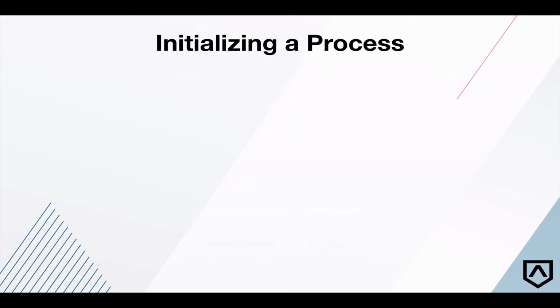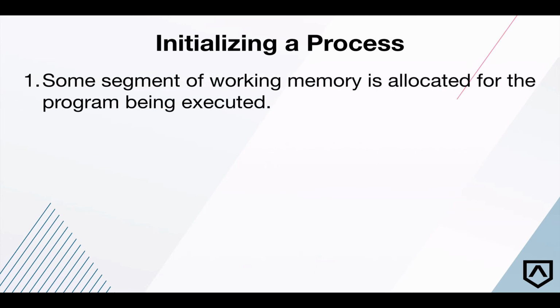So the steps for initializing a process, and a process is initialized whenever we run some executable, because when we run an executable, we need to initialize a new process that represents the program we specified that we wanted to execute. The first thing that's going to happen is some segment of working memory needs to be allocated for the program we want executed. That segment of working memory is called the process's address space. So we need to allocate memory for that process's address space.